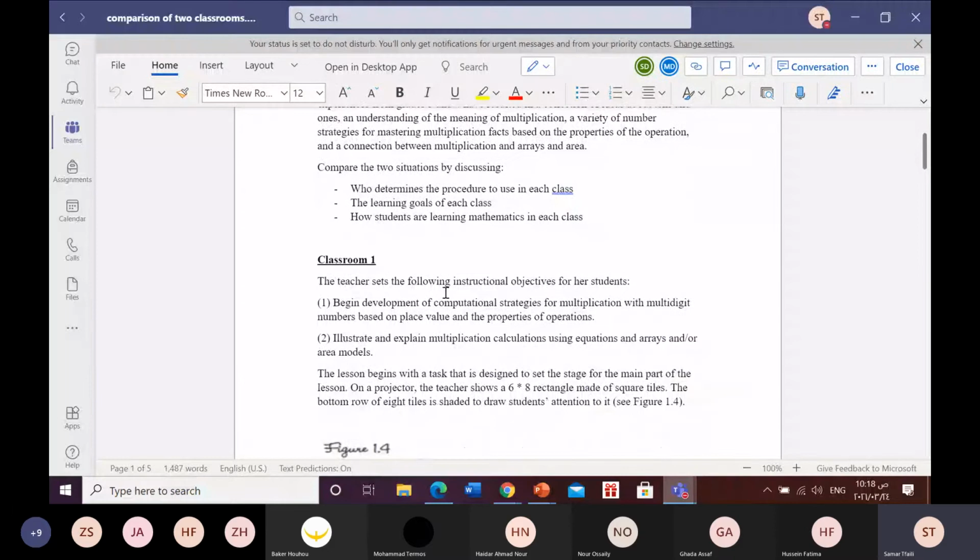You have to read the situations in each classroom, in both classrooms, and compare them by discussing. Who determines the procedure to use in each class? What are the learning goals in each class? How are students learning mathematics in each class?